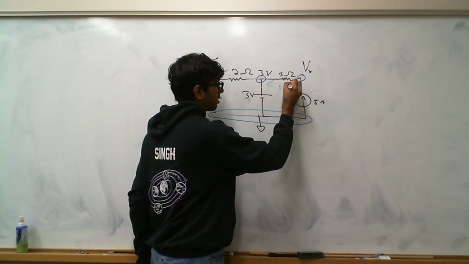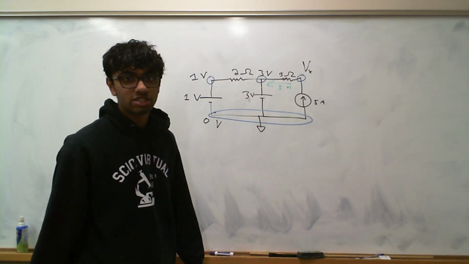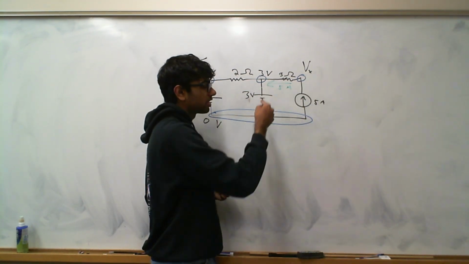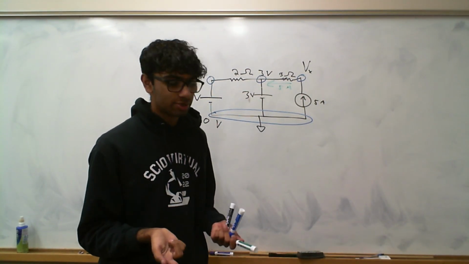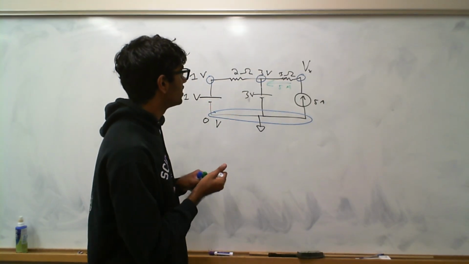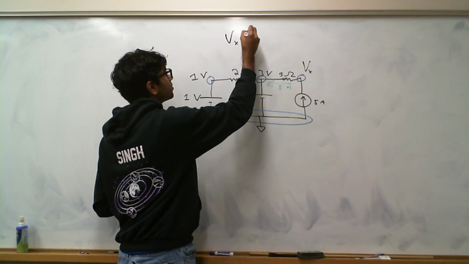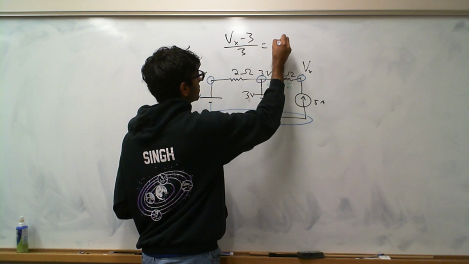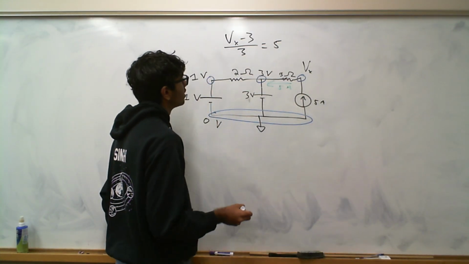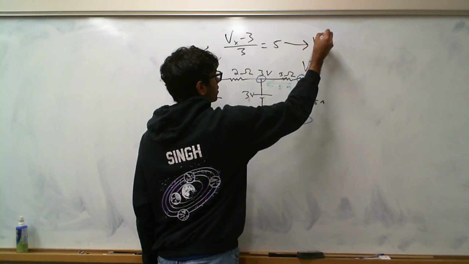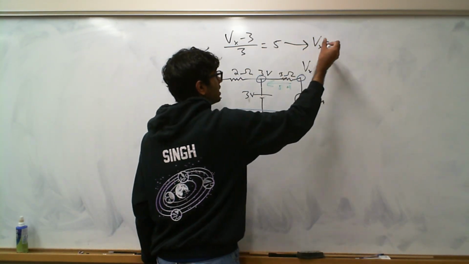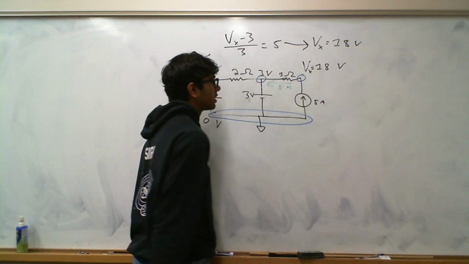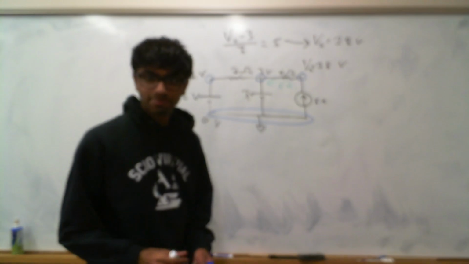Okay? Now we know the current through this resistor is 5 amps, because this current source forces that current to be 5 amps. So that means the voltage dropped by the resistor divided by its resistance has to equal that current. So Vx minus 3, that's the voltage dropped by the resistor, divided by its resistance of 3 has to equal 5 amps. And thus, Vx equals 18 volts. Okay? And now we've solved all the node voltages and we're done with that.